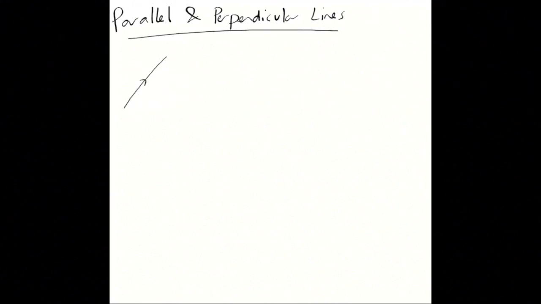Lines, parallel and perpendicular lines. When we talk about parallel lines in the Euclidean plane, parallel lines are two lines that never touch. They'll never cross no matter how long you extend the lines. The only way this is possible is if they have the same gradient.